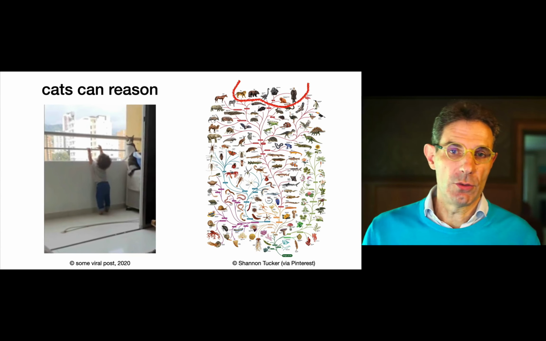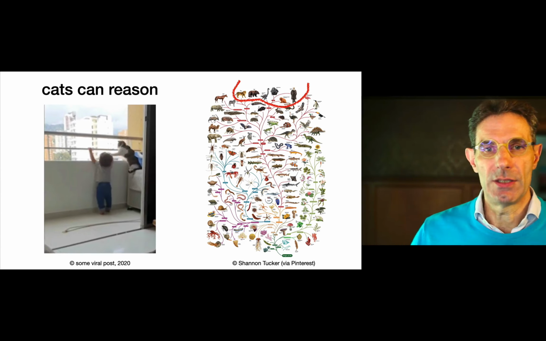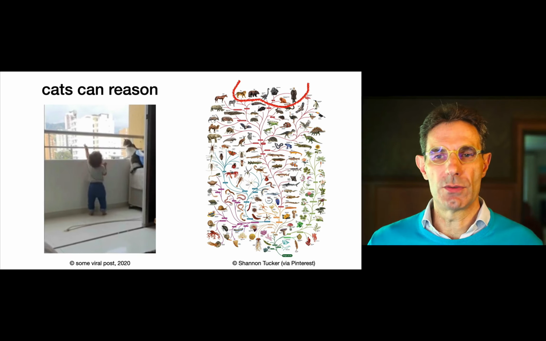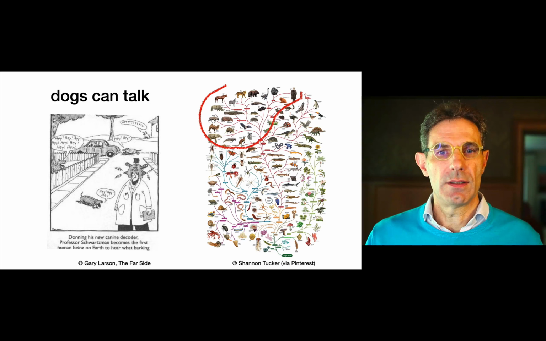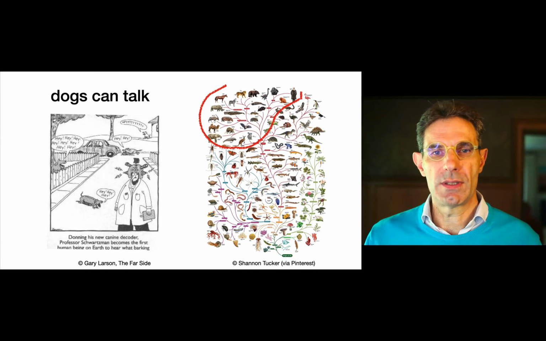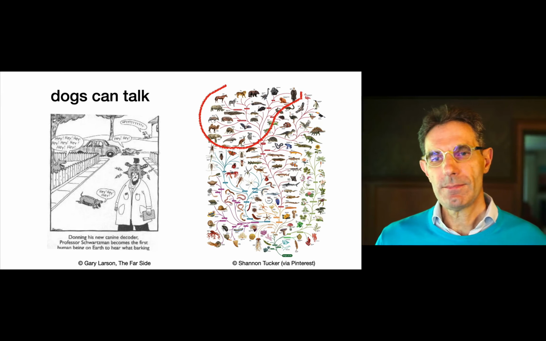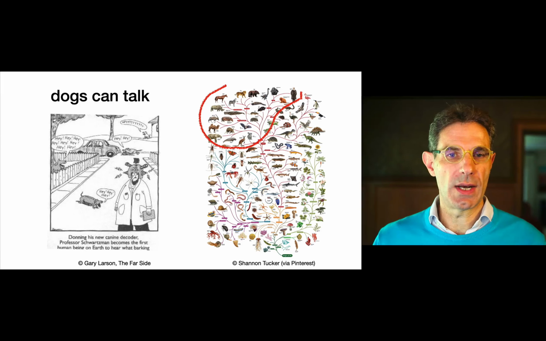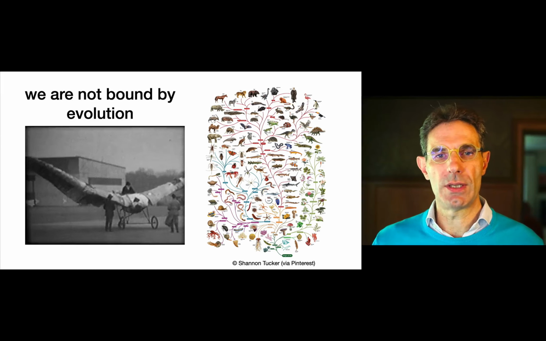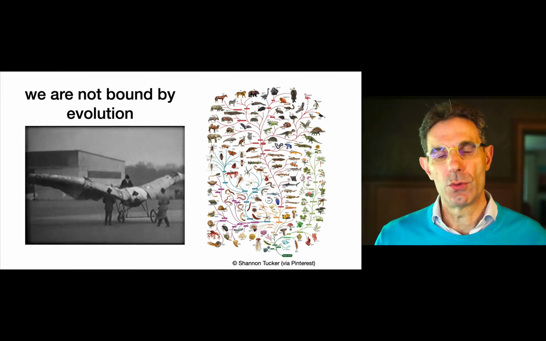Well, not necessarily. You may argue that cats can reason, and plenty of YouTube videos will illustrate that. And similarly, dogs can talk, as Gary Larson pointed out in The Far Side. Nonetheless, if language was essential, then visual objects would be restricted to a relatively small branch of the phylogenetic tree. Now, you could argue that evolution is irrelevant.